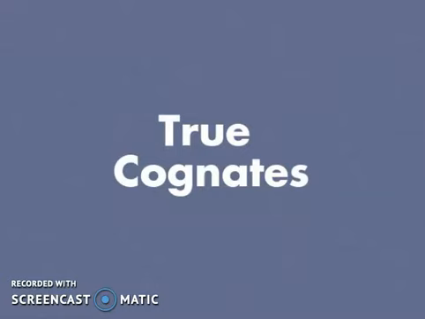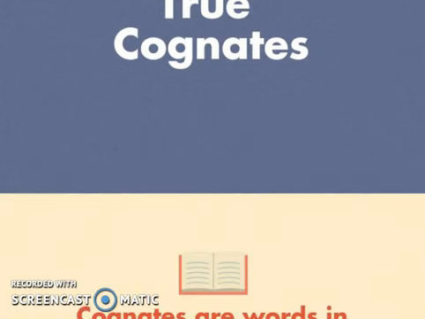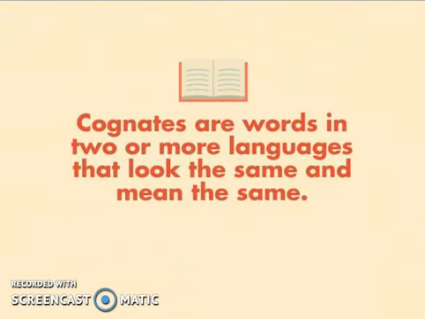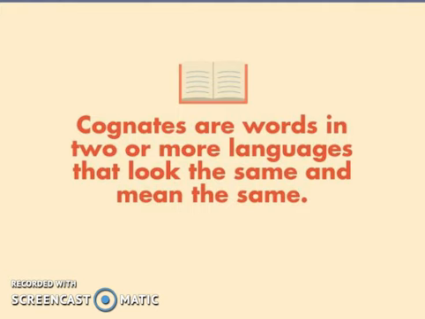In this short presentation, I will be discussing true cognates, describing and exemplifying both identical and semi-cognates and how they can be used to help language learners. So what are cognates? Cognates are words that are the same, nearly the same, or at least recognizably the same in two or more languages, and cognates present an advantage to language learners.